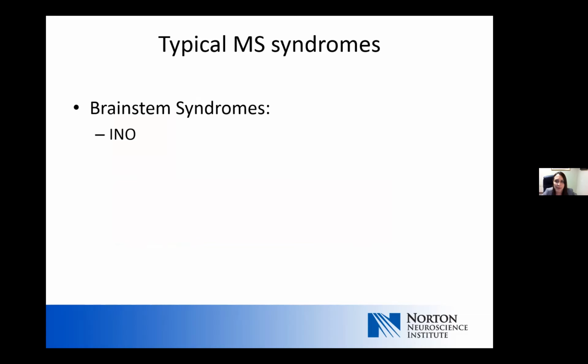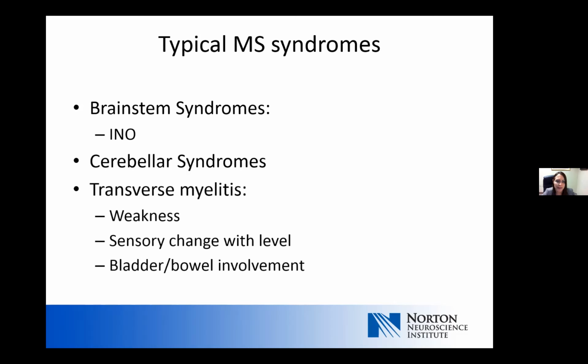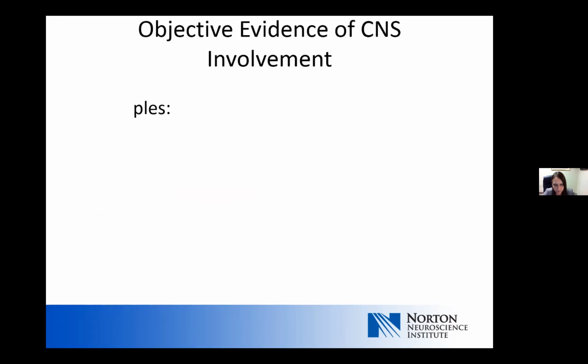Other typical MS syndromes that I see, you can see brainstem syndrome. So if you look at a patient, you could see an INO or eye movement abnormalities, cerebellar syndrome, so ataxia. And then a typical myelitis-like syndrome, not even necessarily transverse myelitis, but things like sensory changes in the arms and legs, especially if they're kind of ascending into the abdomen or chest, weakness, and then bowel and bladder involvement as well.